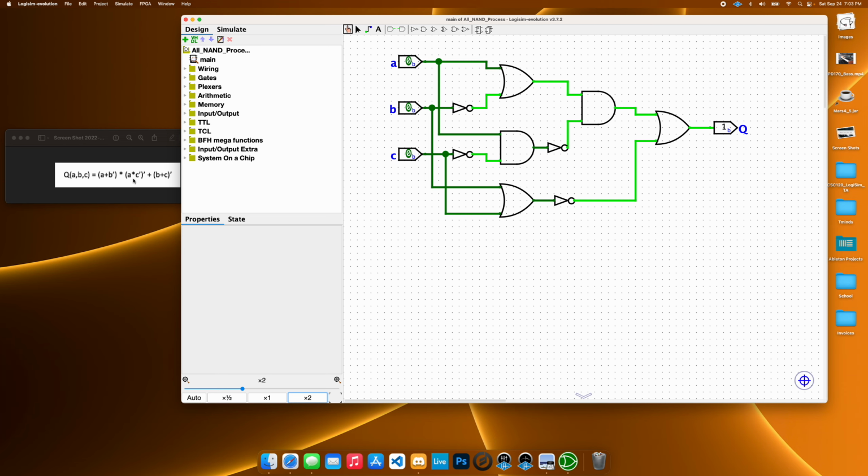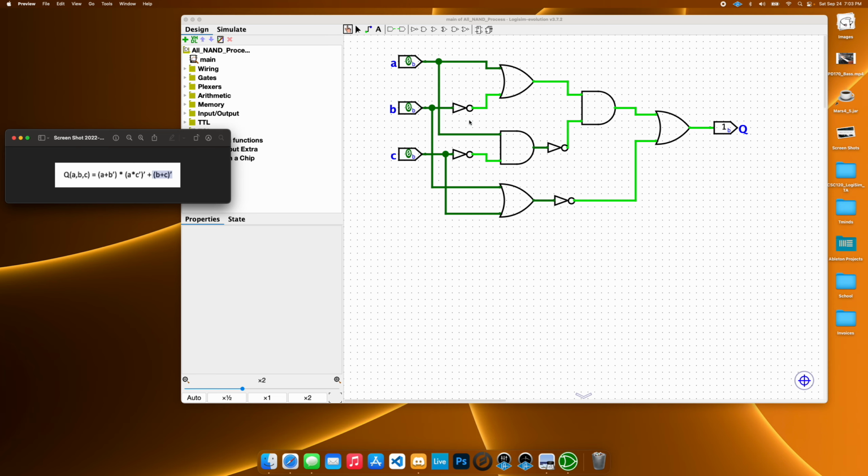We have those two being ANDed together, and you can see both those inputs going into an AND gate here. And then finally, we have all of that being ORed with B here, plus C here, plus all that at the end being NOTed together. And that's being ORed together.